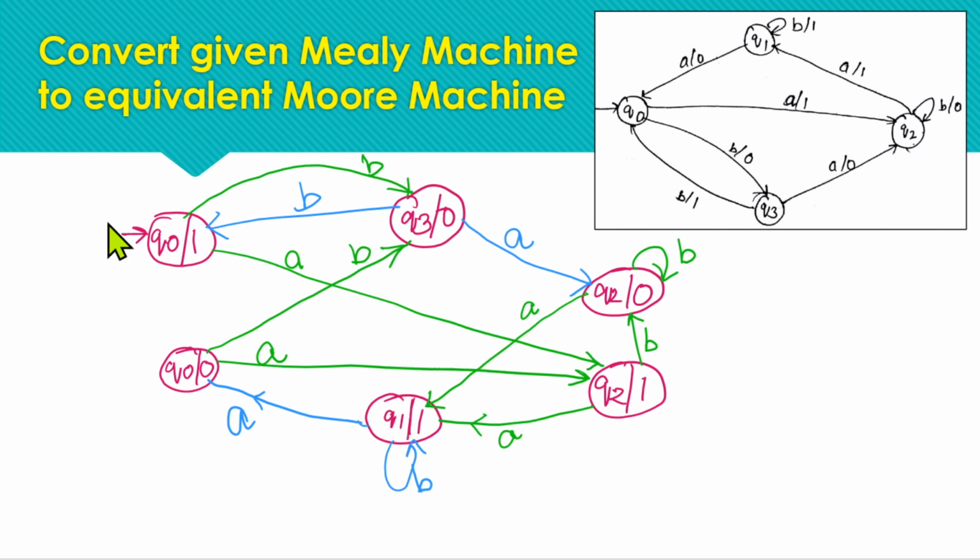If we are having multiple outputs corresponding to one state, then we will be having multiple states. That state will be converted to multiple states in the equivalent Moore machine. So this is the same approach that we have followed in earlier examples also.